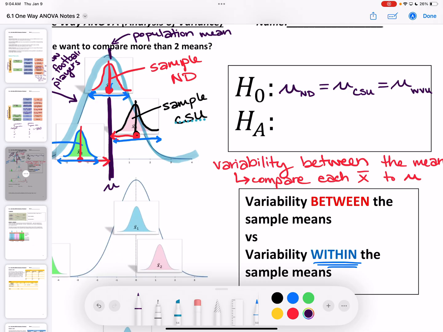So for all ANOVA tests, one-way ANOVA, the null is always equals, and then the alternate is always not equals. You don't have to try to do less than, greater than, that kind of thing. So I'm just going to put mu sub Notre Dame does not equal mu sub CSU does not equal mu sub West Virginia. So what I'm claiming is that the averages are equal. Those average weights are equal. And then the alternate is that they are not equal. One of them's different, or at least one of them's different. We could prove that more than one's different from the others, but at least one of them is different from the others.